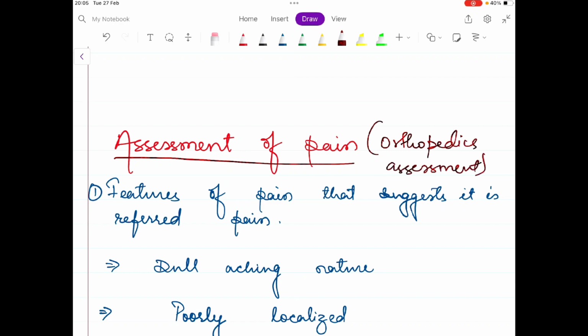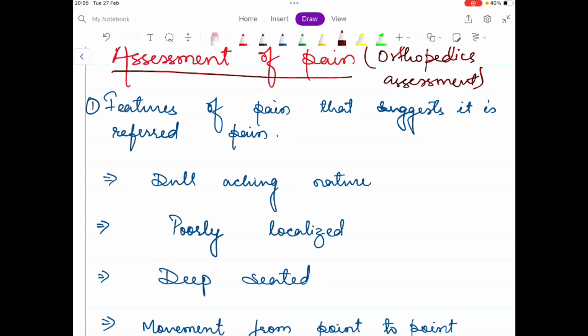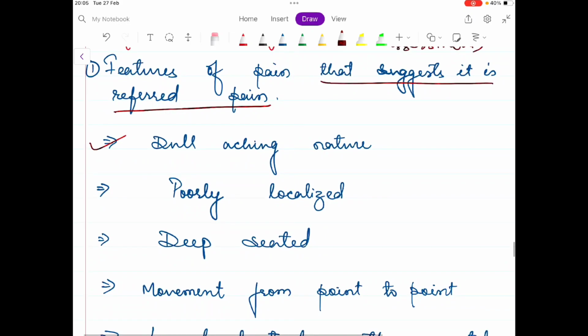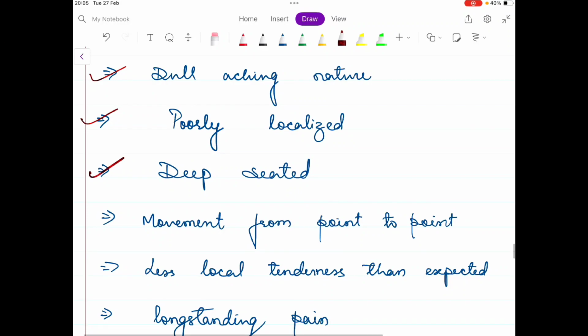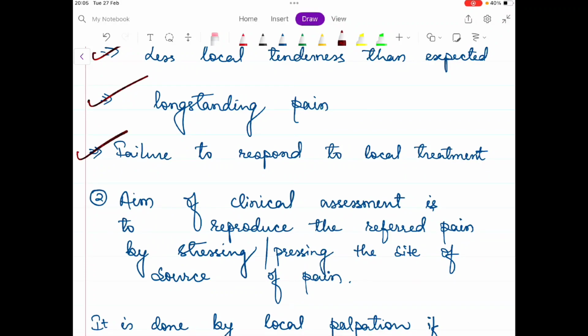Okay, so there is one scale which is used in the pain assessment, and that is your VAS scale. Now, features of the pain that suggest it is referred pain. What are the features that suggest to the physiotherapist that it is a form of referred pain? Okay, so the first one is dull aching nature of pain, poorly localized, deep seated pain, movement from point to point, less local tenderness than expected, long standing pain, and failure to respond to local treatment.